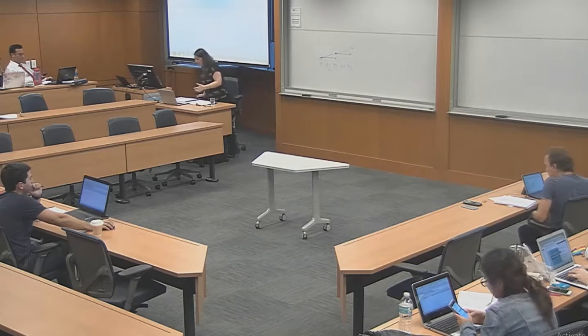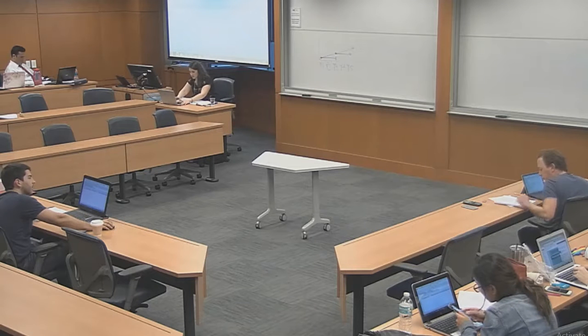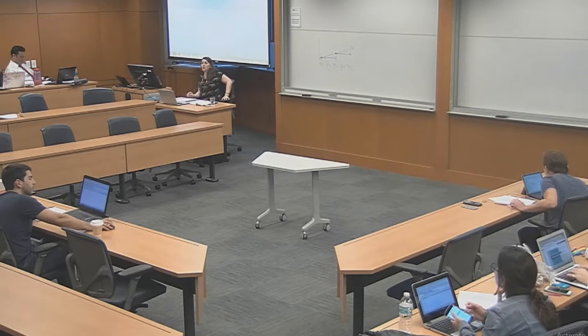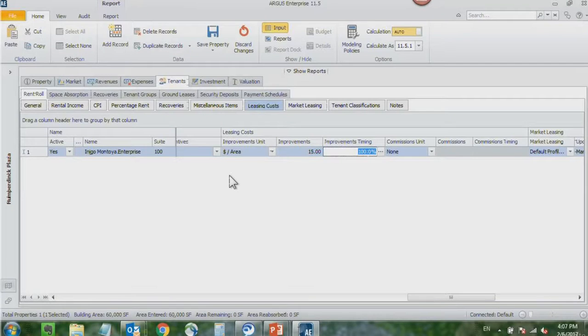So our improvements amount is $15. And then you see improvements timing, it's already set to 100%. What this means is that by default within Argus Enterprise, your tenant improvements will be paid out in the full amount, 100%, at the start of the lease. So year one, month one of the lease term.